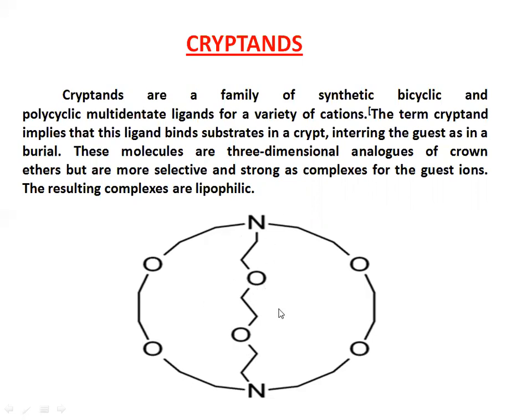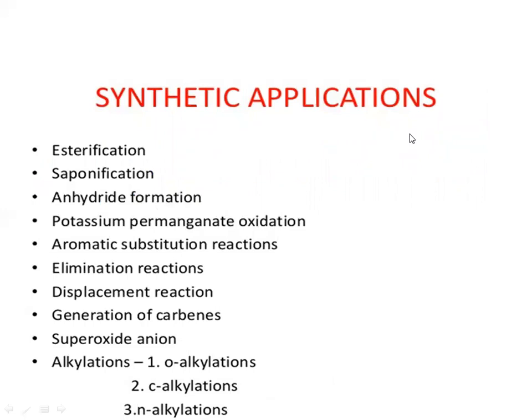These molecules are a three-dimensional analog of crown ethers, but are more selective and form stronger complexes for the guest ion. The resulting complexes are lipophilic compounds. After that, synthetic applications for cryptands. These are esterification; we can use cryptand in the esterification reaction. After that, saponification reaction, anhydride formation reaction, and potassium permanganate oxidation, the reaction in which we are using potassium permanganate for oxidation purposes. We are going to use cryptand there also. After that, in aromatic substitution reactions, in elimination reactions, and in displacement reactions we are using cryptand as a catalyst.